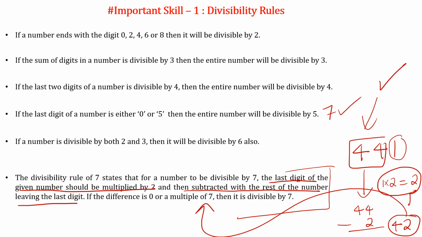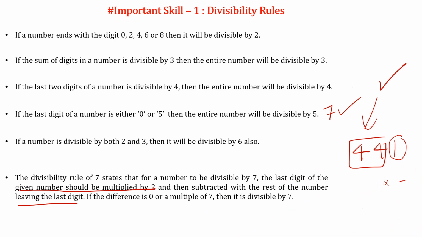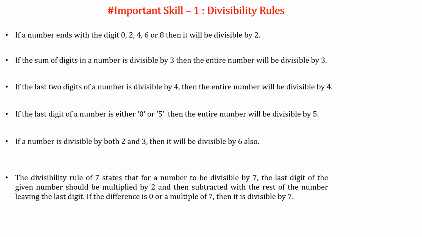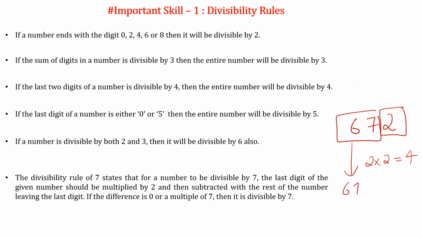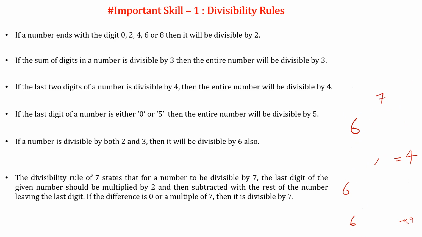Do you want another example? Okay, let me give you another one. Let's try 672. We'll take the last digit multiplied by 2. So the product is 4. Then we'll take the remaining digits 67 and subtract the product from it. So 67 minus 4 is 63. And guess what? This is a multiple of 7. 7 nines are 63. So therefore 672 is also a multiple of 7. I hope it is clear. So these are the divisibility rules until 7.